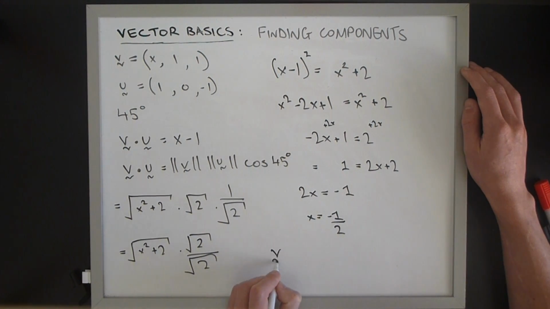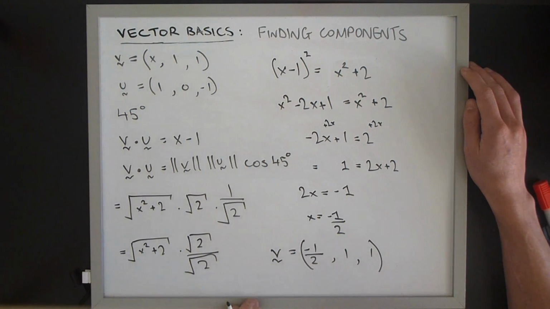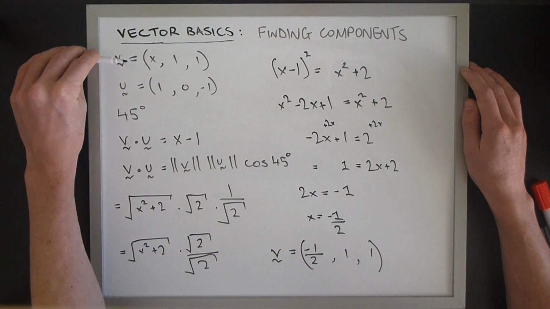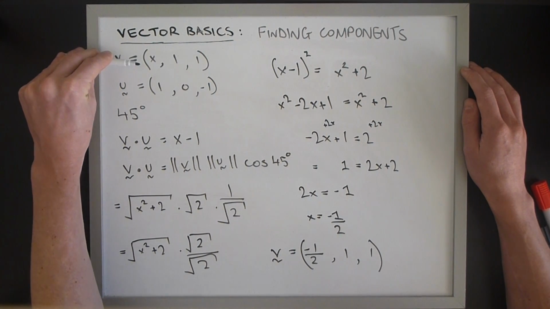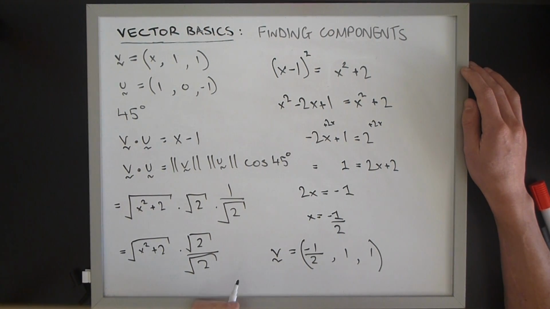So our vector v equals negative a half, 1, and 1. I hope that was not too unclear, and that showed how you can work out a vector component if you have two vectors and the angle between them.